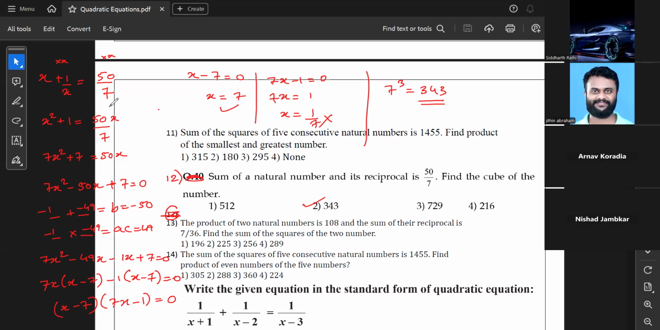Sir, I have a doubt. Tell me. Sir, in that final answer, how did you get 7x minus 1? Achha, this one. Over here, I take x minus 7 common. From here, I'm left with 7x. And this is minus 1. Oh, okay, sir. Got it.